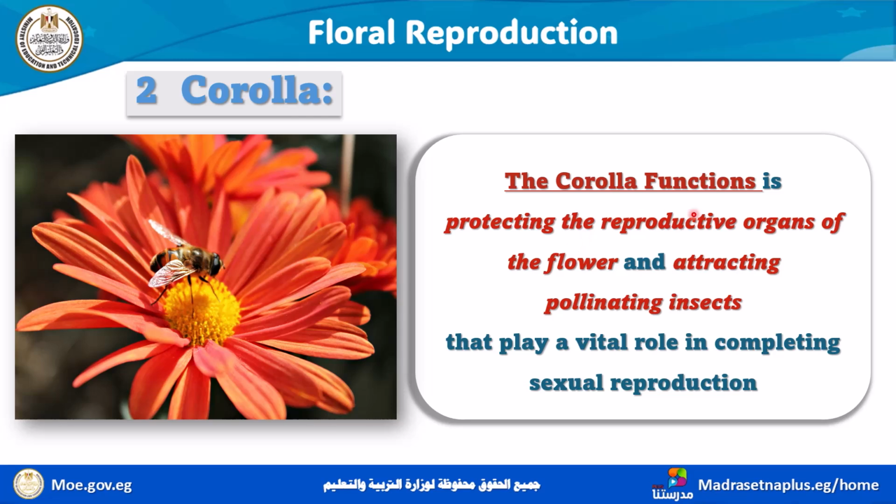Now, what is the corolla function? The corolla function is protecting the reproductive organs of the flower and attracting pollinating insects that play a vital role in completing the sexual reproduction of the flower. So there are two functions for the corolla. It protects the reproductive organs inside the flower and also attracts the insects that allow the pollination process to take place.